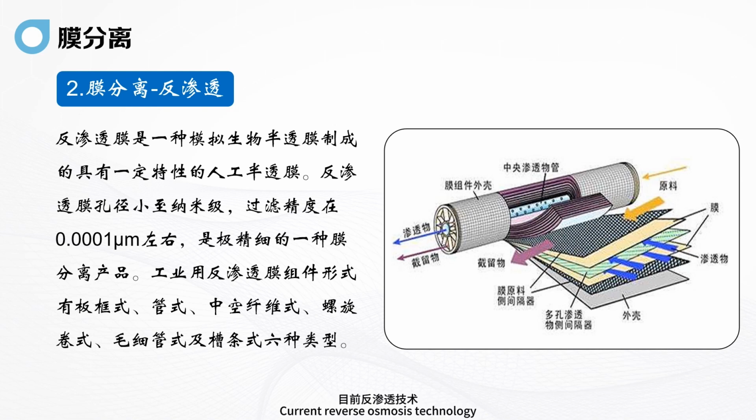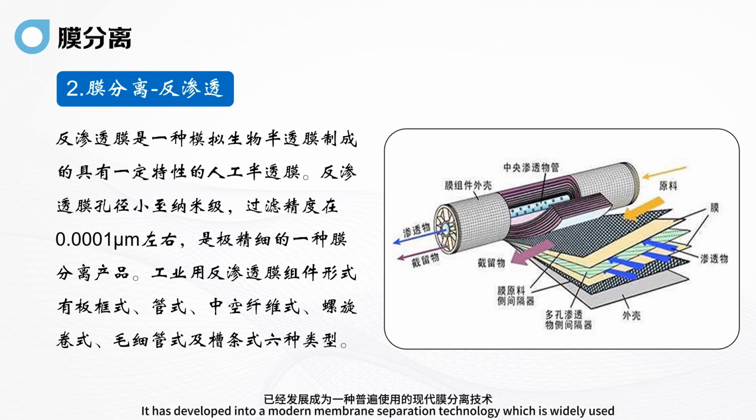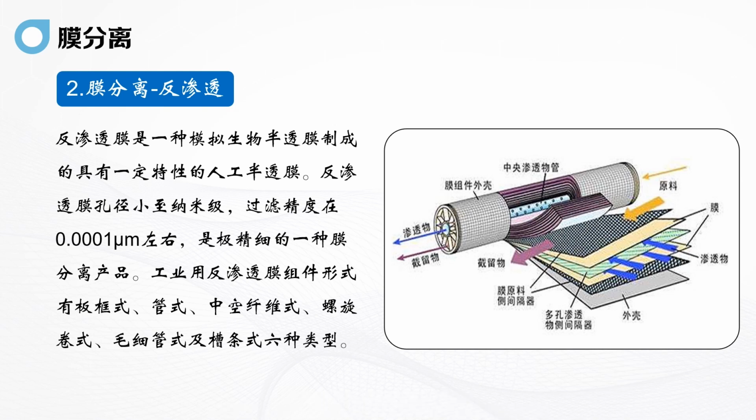Current reverse osmosis technology has developed into a modern membrane separation technology which is widely used in the desalination of seawater and brackish water, ultrapure water preparation, wastewater treatment and so on. Reverse osmosis technology has incomparable advantages over other methods. These 4 types of membrane separation technologies, microfiltration, ultrafiltration, nanofiltration and reverse osmosis, all play an important role in the water treatment process. They are widely used in terminal filtration of various water treatment, pre-treatment of industrial feed water and treatment of drinking water.